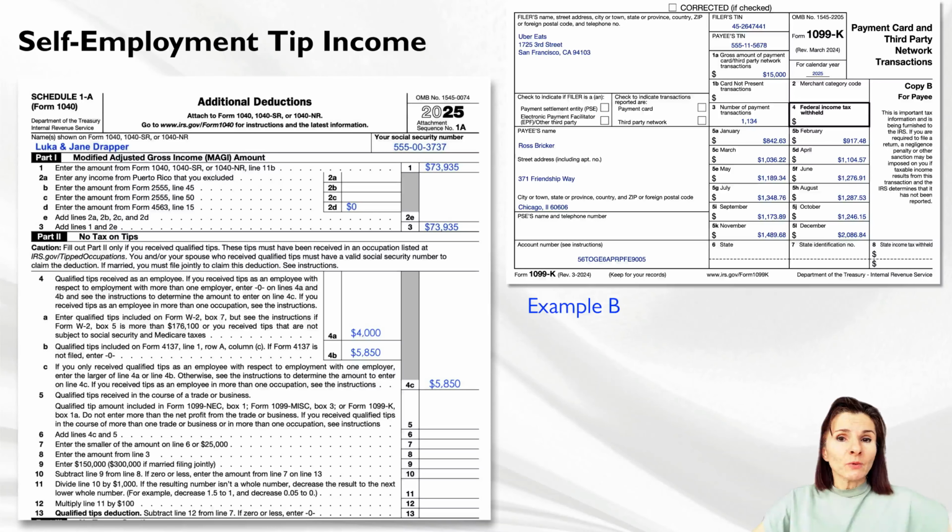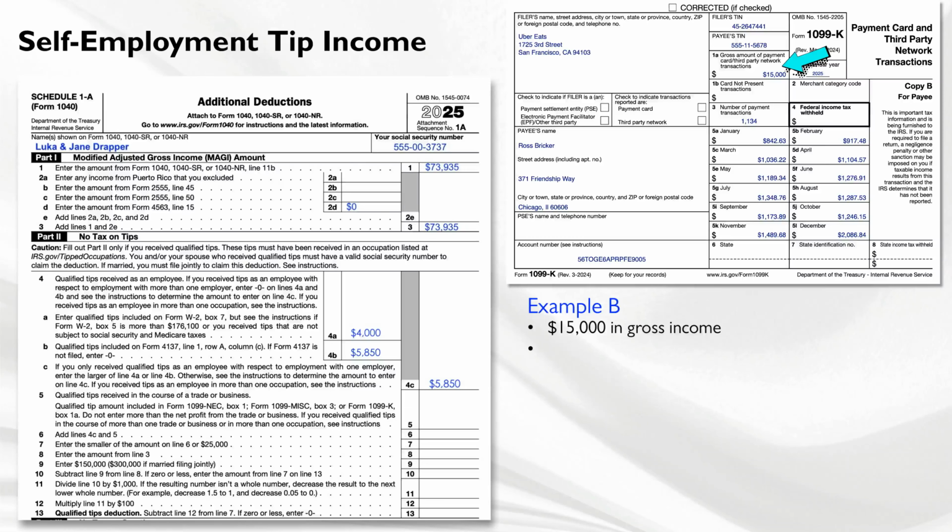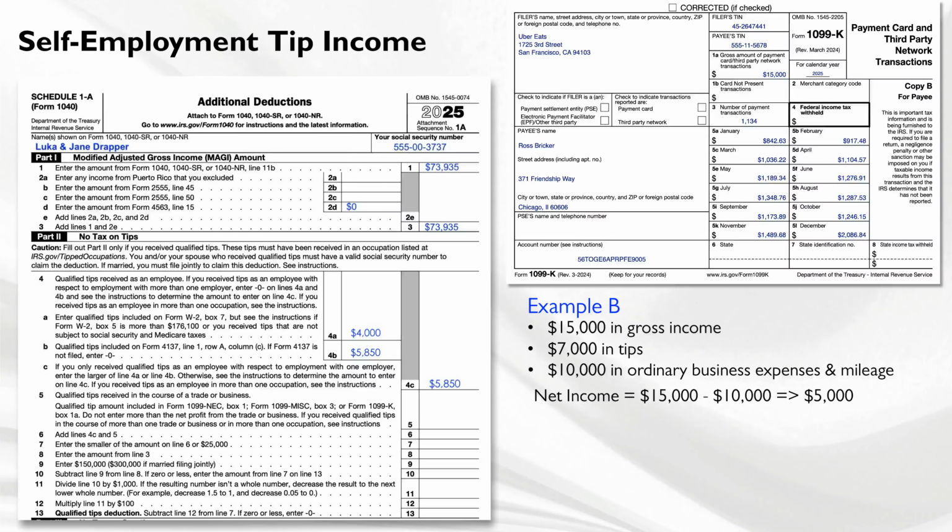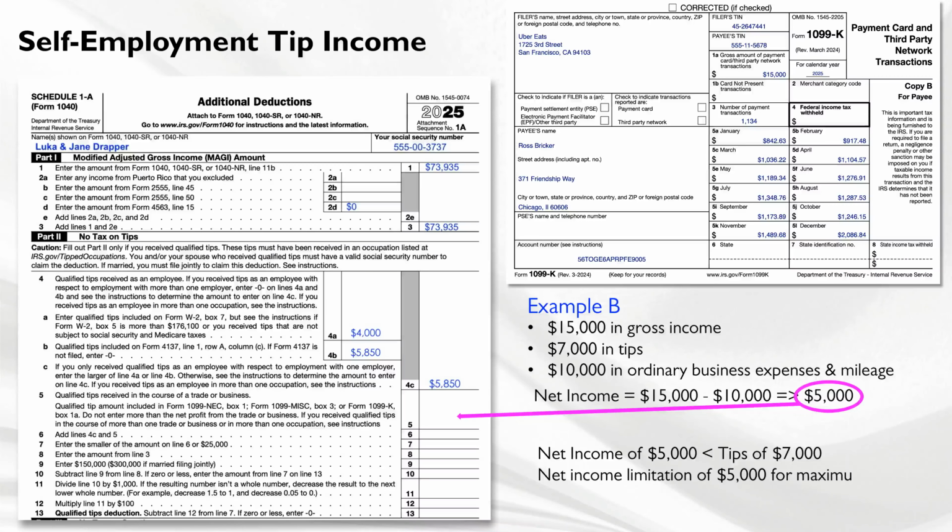Let's go to another example where you may receive a lot of tips if you work as a non-employee for Uber Eats. Let's say you earned $15,000, of which $7,000 was tips, and your Uber Eats expenses, including standard mileage and other business expenses, reduced your net income to $5,000. In that case, the net income for the business is $5,000, and only that amount can be entered on line 5 of Schedule 1A. You cannot include the full $7,000 of tip income.